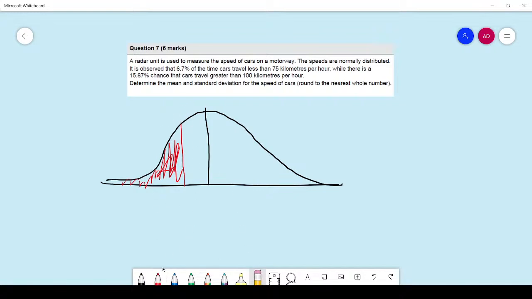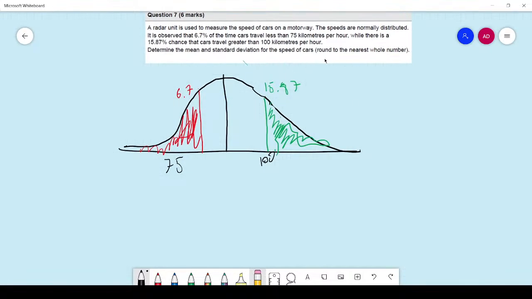6.7, and they're going 75 k's an hour. And then on the other side, there's a 15.87% chance that they're in this section, while there is a 15.87% chance that cars travel greater than 100 kilometers per hour. So if we had a mark of 100 k's an hour, let's just say that was here. This 15.87% chance represents greater than 100 k's an hour. So determine the mean and standard deviation for the speed of cars in general.